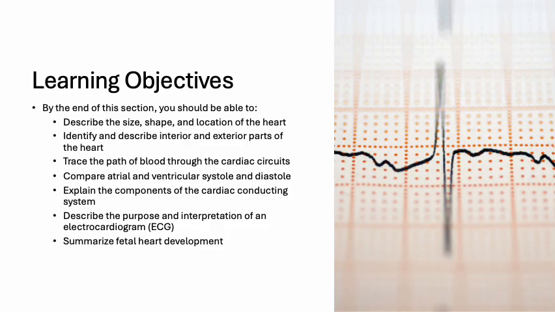We'll examine how blood flows through the heart in two separate circuits, the pulmonary and systemic, and discuss the mechanical phases of the cardiac cycle, systole and diastole, in both the atria and the ventricles. We'll also learn how the cardiac conduction system regulates heartbeat and how we can assess that using the electrocardiogram or ECG. Finally, we'll wrap up the overview with fetal heart development, which provides context for congenital heart conditions and early cardiovascular function.